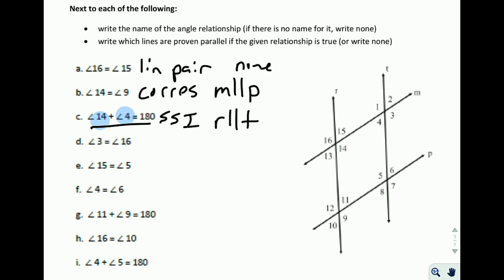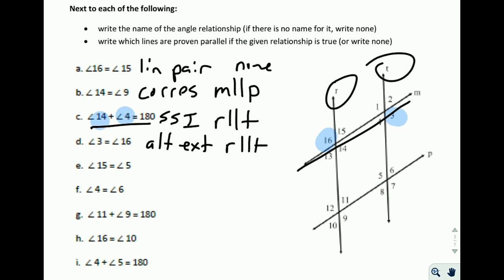Next one, we have 3 and 16. So 3 and 16 here are alternate exterior angles because they're on alternate sides of that transversal and they are exterior to the potentially parallel lines. So alternate exterior. We also then have our transversal M, which means, again, R and T are made parallel.